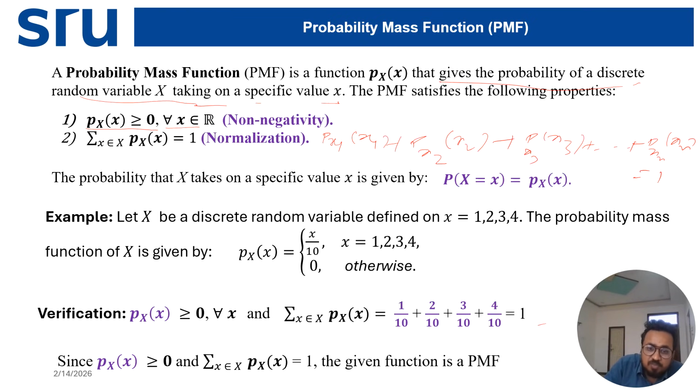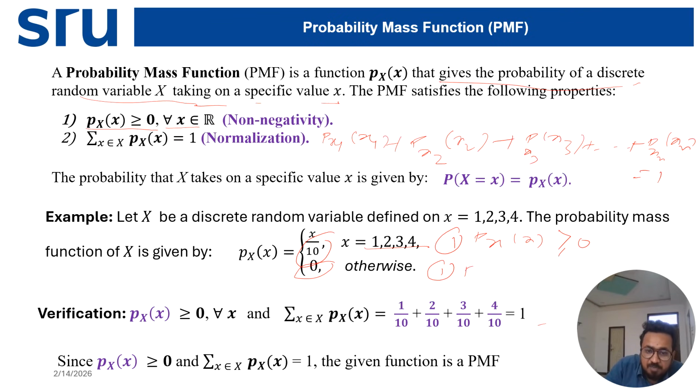So we will show the two properties. First property is what? P of x is greater than or equal to 0. We can see that because this is equal to x by 10 and x is equal to 1 to 4. So this is always strictly greater than 0, and otherwise this is equal to 0. That's why P of x is always greater than or equal to 0.